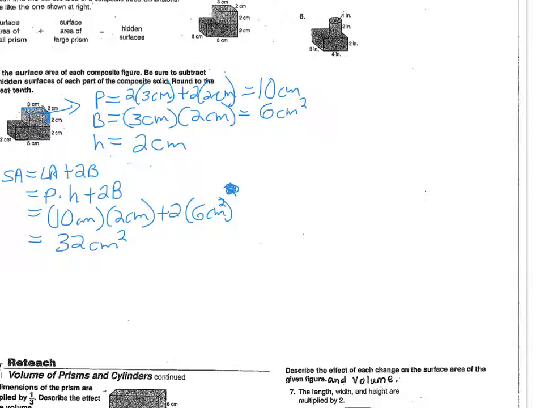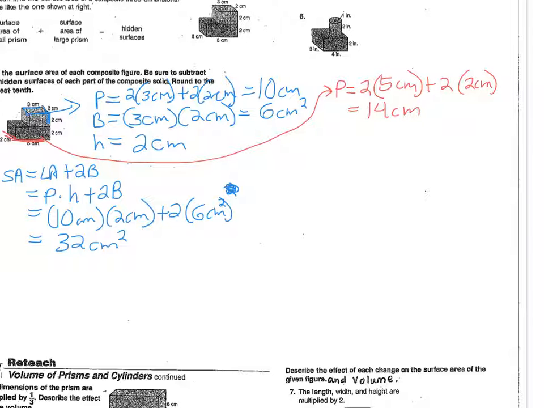Now what if I want to get the surface area of the large prism, which is the one on the bottom? For the bottom one, I need the perimeter, which is 2 times the length, which is 5 centimeters, plus 2 times the width, which is 2 centimeters. So when you add them up, 10 plus 4 is 14. So the perimeter of the large prism is 14. What about the area of the base? How do I get that?